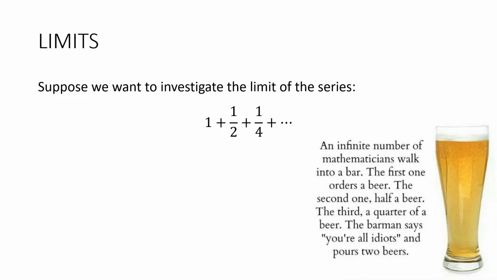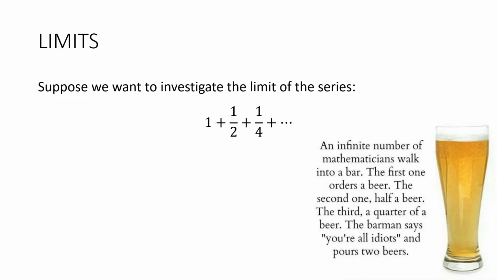Now there's this famous mathematical joke, and it says, an infinite number of mathematicians walk into a bar. The first one orders a beer. The second one orders half a beer. The third one orders a quarter of a beer. And the barman says, you're all idiots, and pours 2 beers.